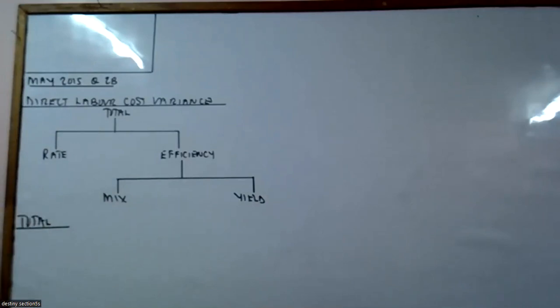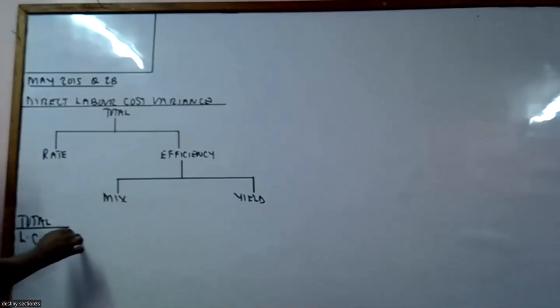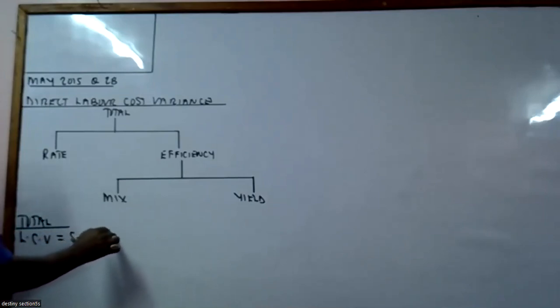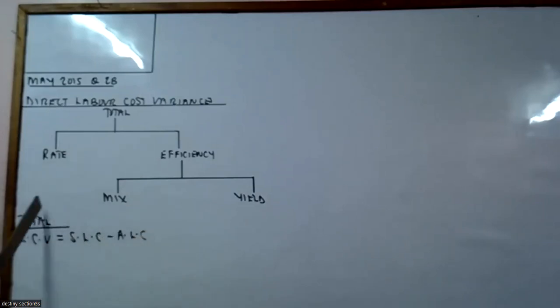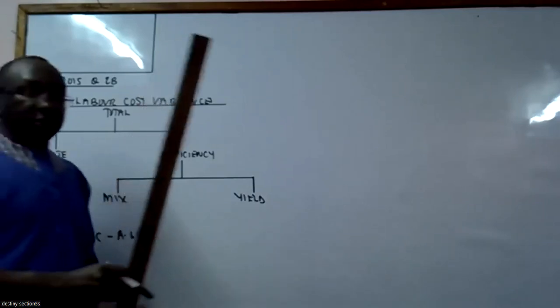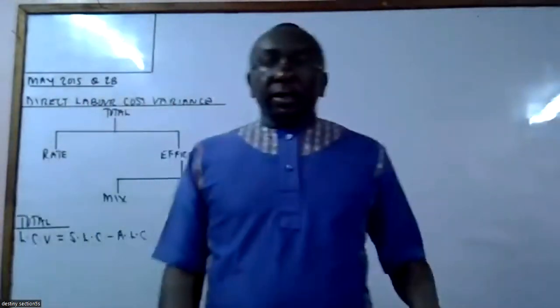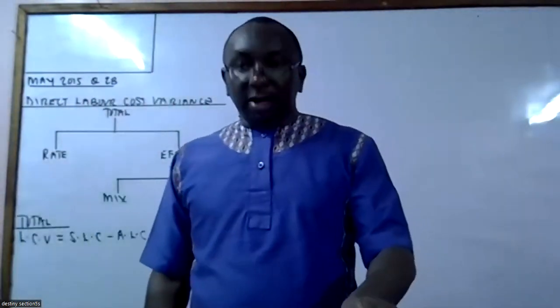So the formula is already in your notes, but in short form, labor cost variance is given as standard labor cost minus actual labor cost.